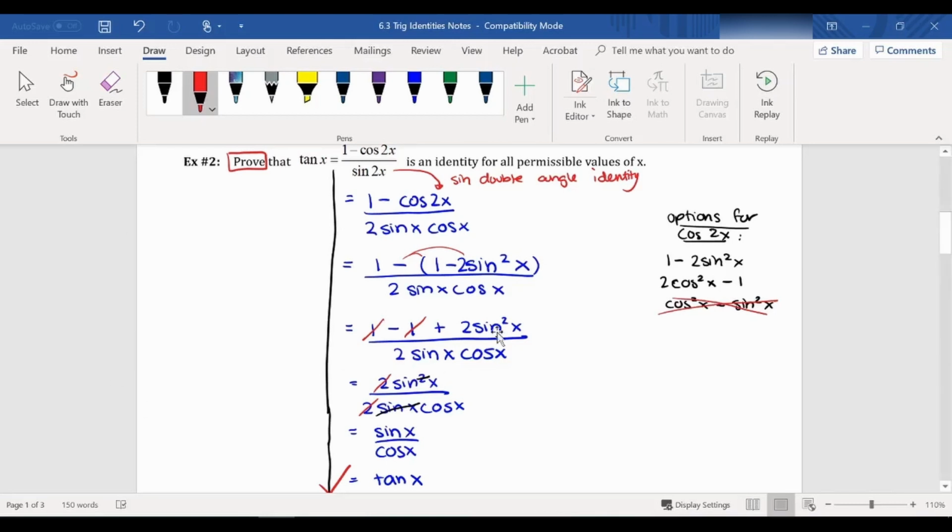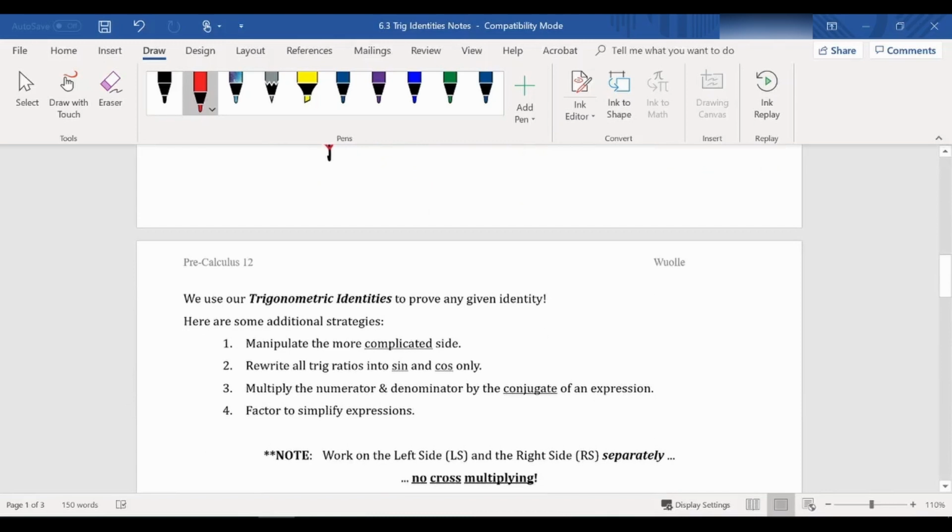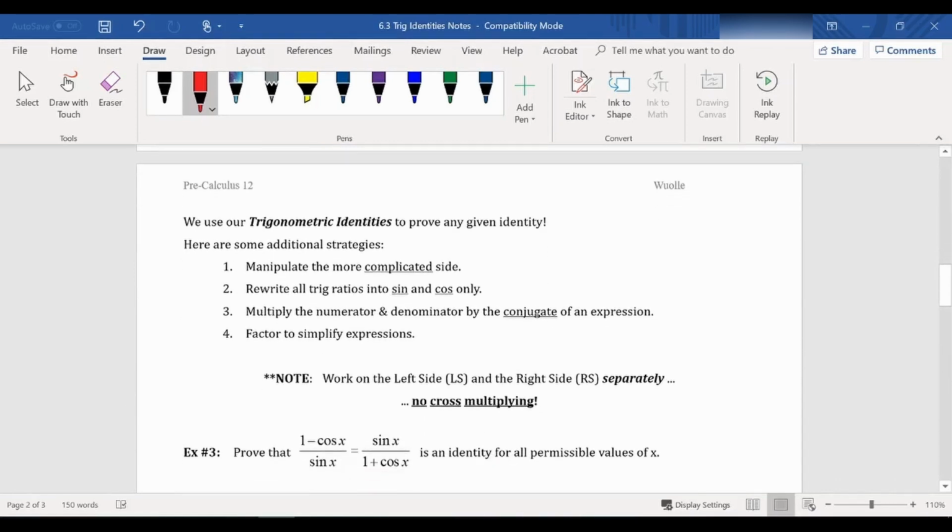So just some strategies here for you. I like to manipulate the more complicated side and start with that. I try and rewrite all of my trig ratios into sine and cosine only. Sometimes that's enough, like the ones we just saw. Now, sometimes by this point, we still are not done. Our two sides are not equal.